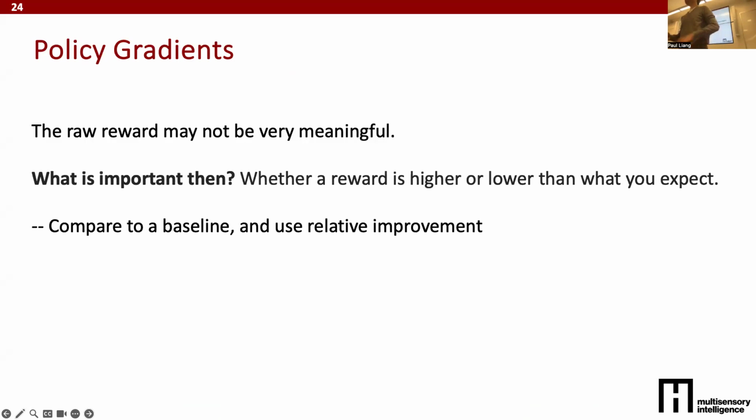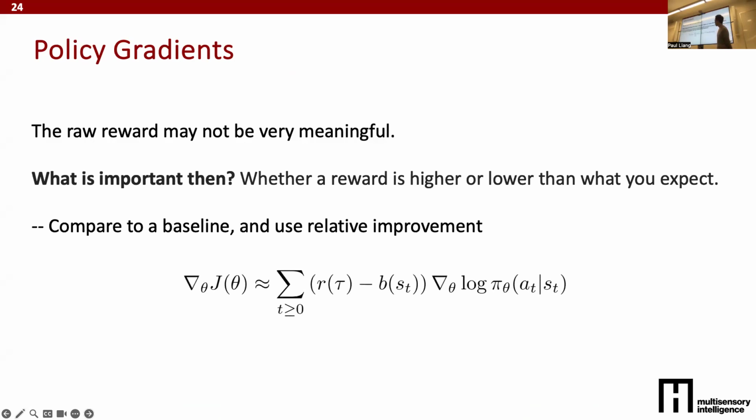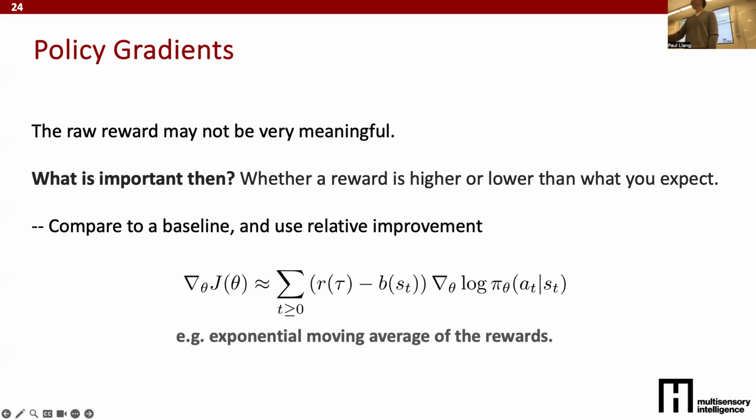And what is important then is how the reward changes over time as compared to the rolling average of the rewards. So a big innovation or a big trick to improve performance is to compare the rewards to a baseline and use the relative improvement. So now that's a new function. Biggest difference is that for the reward of your trajectory, your sequence of actions, you subtract the baseline. And baseline can be something like an exponential moving average of the rewards. Okay, so subtracting a baseline substantially improves the stability of policy-based methods.